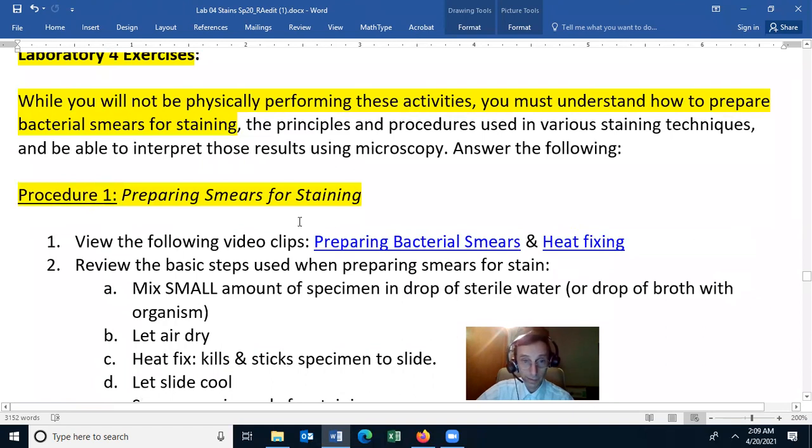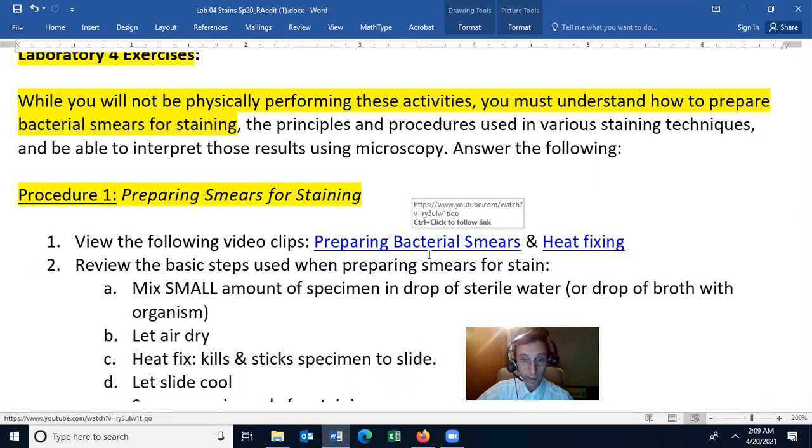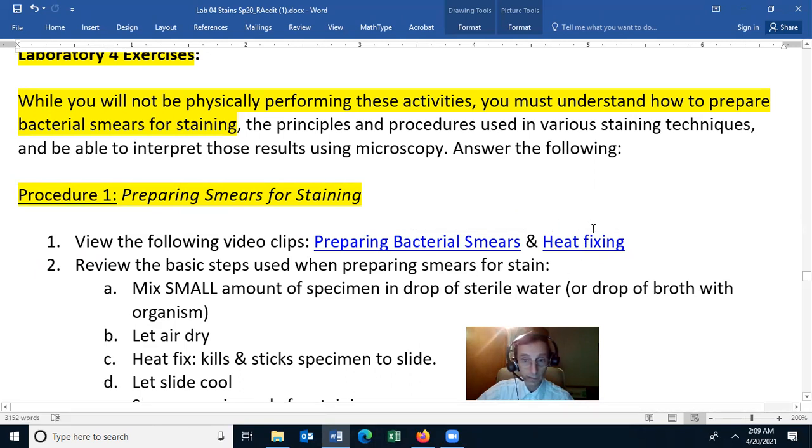In procedure 1, you need to know or learn how to prepare a smear for bacterial staining. And a smear is when you put the bacteria on the glass slide. And we have a little video clip here for making a bacterial smear, and then you air dry and heat fix the slide, and we have a little video for how you do that. So watch those.